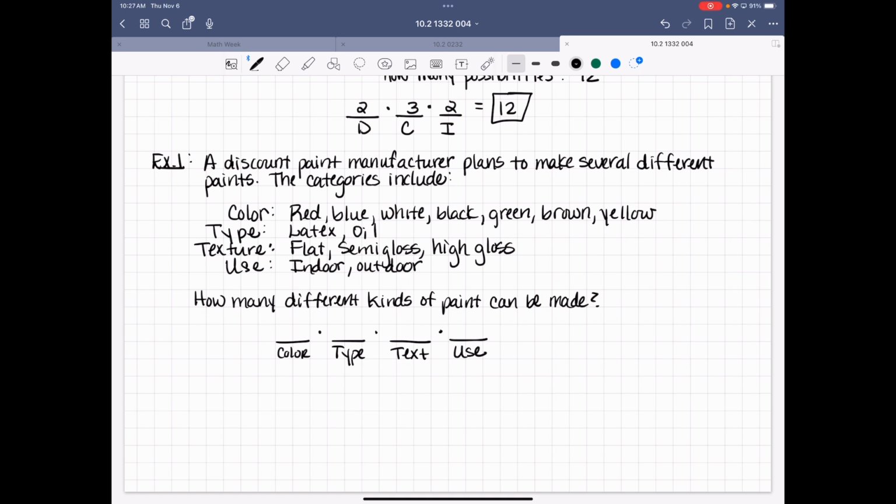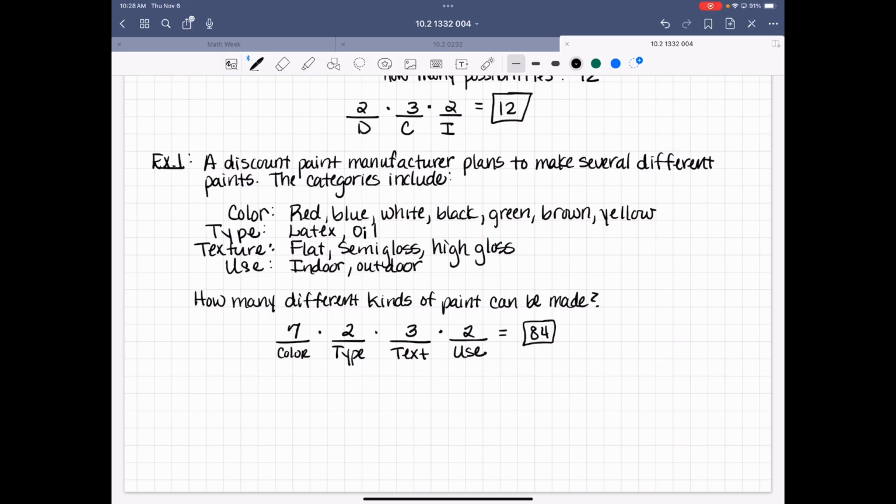Now, you ask yourself, how many different color possibilities are there? How many we got there? 7. Good. How many different types can I have? 2. Good. How about texture? 3. Good. And how about use? 2. Very good. Now, we're going to multiply all those together. You can take your calculator and say 7 times 2 times 3 times 2. When we multiply all those together, that should give me 84.